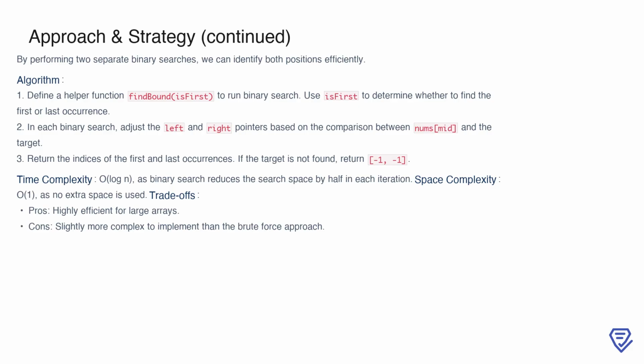If the target is not found, we simply return -1, -1. The efficiency of this approach is a significant advantage. Its time complexity is O(log n), because the search space is halved with each iteration, and its space complexity remains O(1), since no additional storage is required. While it's slightly more complex to implement than the brute force method, the binary search approach is highly efficient for large datasets, making it a much better choice overall.